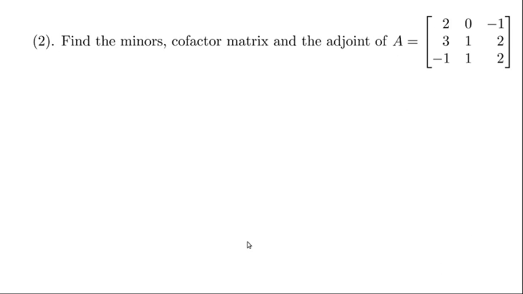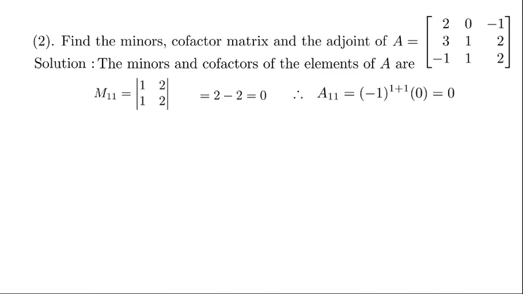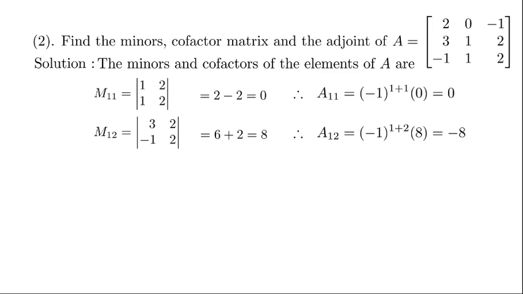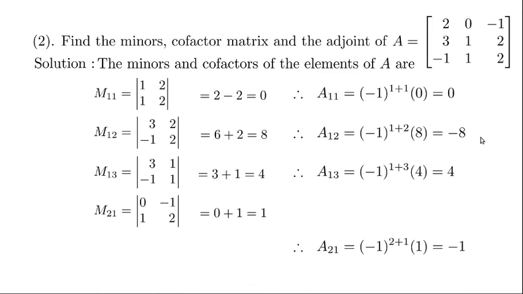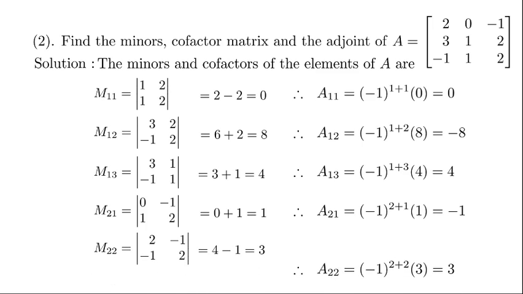In the second example, we have a 3 by 3 matrix. The minors and the cofactors of the elements of A are as follows. M11 is 0, so capital A11 is 0. M12 is 8, so capital A12 is minus 8, because it becomes minus 1 to the power of 1 plus 2, that is i plus j, into 8. This is minus 1 into 8, which is minus 8. M13 is 4, so A13 is 4. M21 is 1, so capital A21 is minus 1. M22 is 3, therefore capital A22 is again 3.